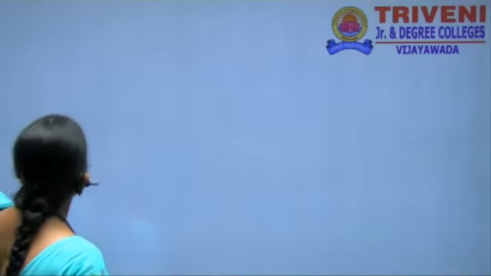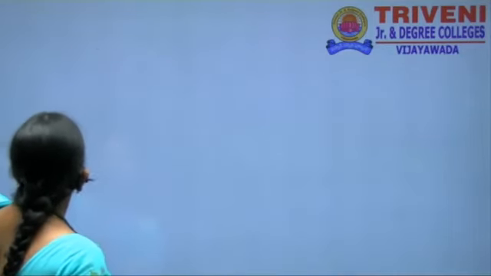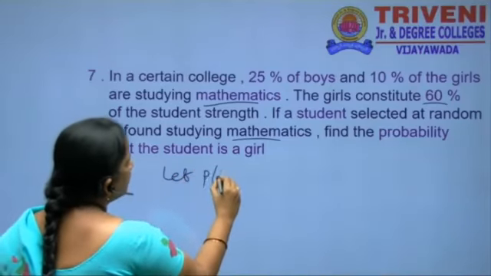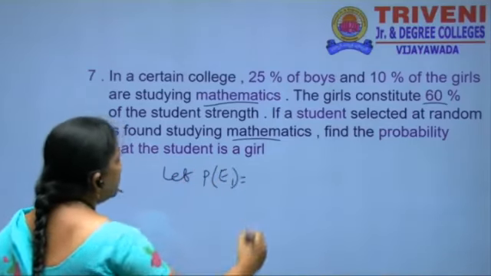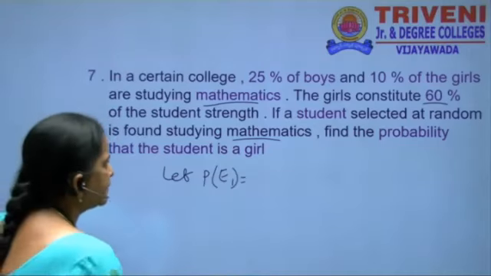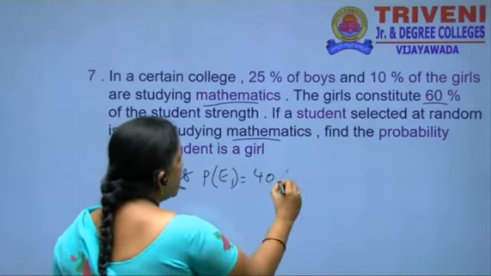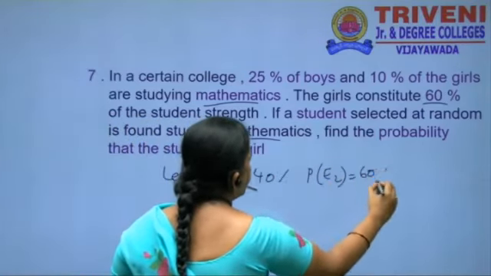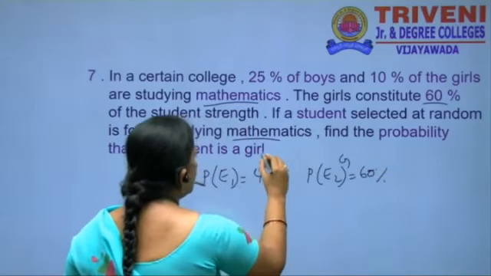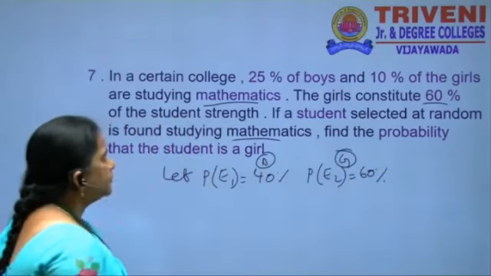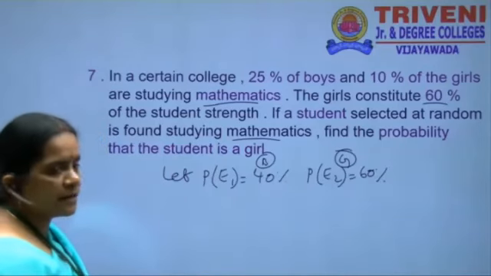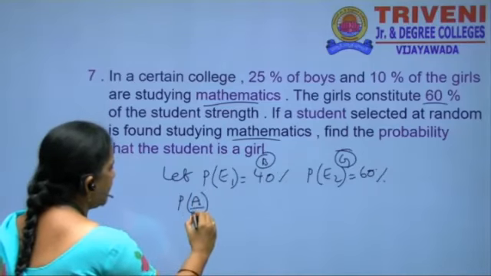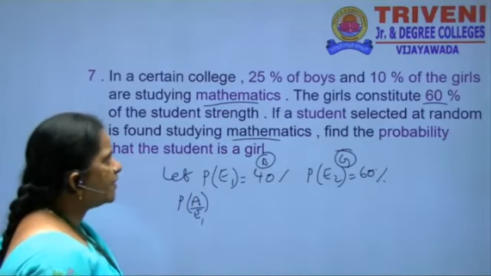And the boy strength is how much here? Let P of E1 be selecting a boy. How many boys are there here? 40%. And P of E2 is 60%. Here girl strength, here boy strength. And 25% of boys studying in mathematics. A be the event, that is P of A by E1. A be the event of selecting a boy.